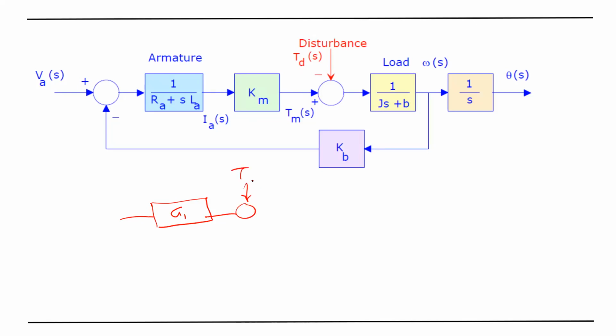Okay, this is TD. This is another, wait, sorry, G2, where G2 is equal to this quantity.